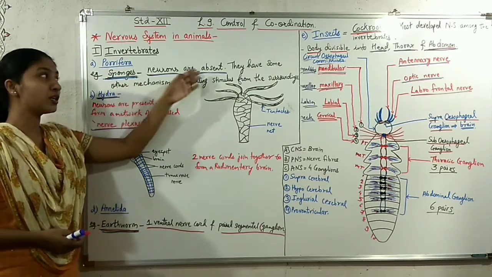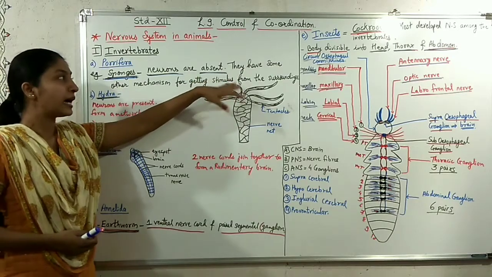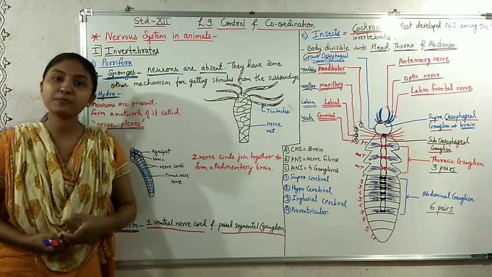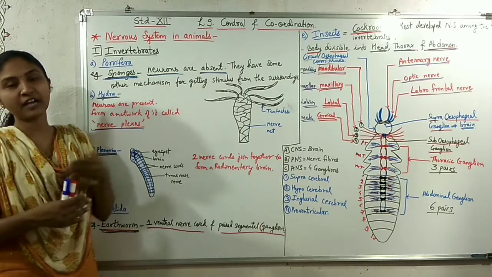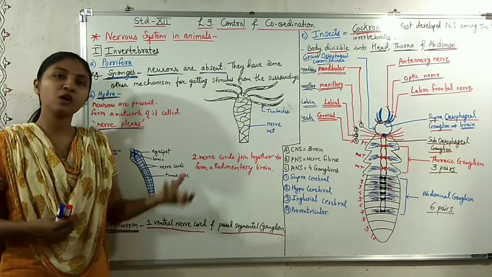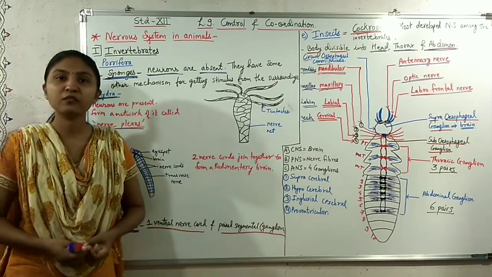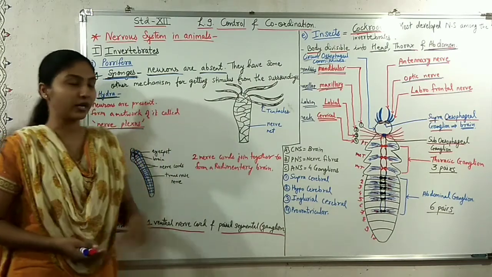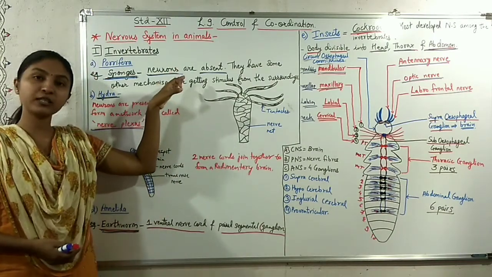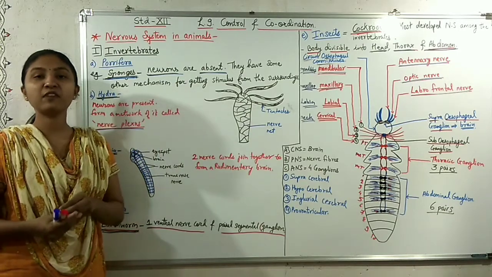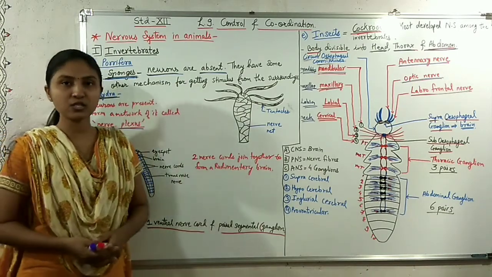In sponges the neurons are absent, and as the neurons are absent, these sponges have developed some other mechanism for gathering the signals which come from the environment or from the surroundings. As the neurons are absent in their bodies, they have developed some other ways to get the stimulus.